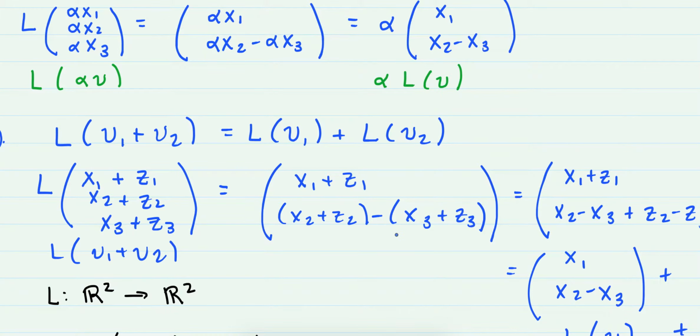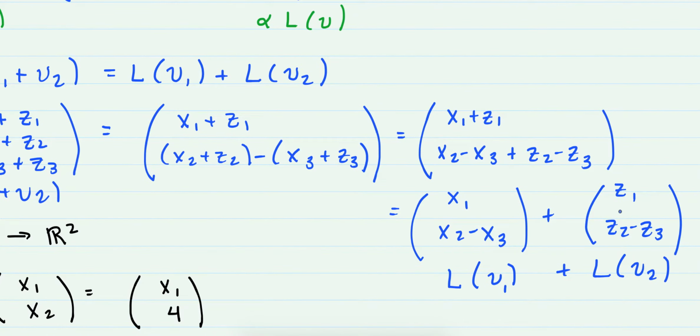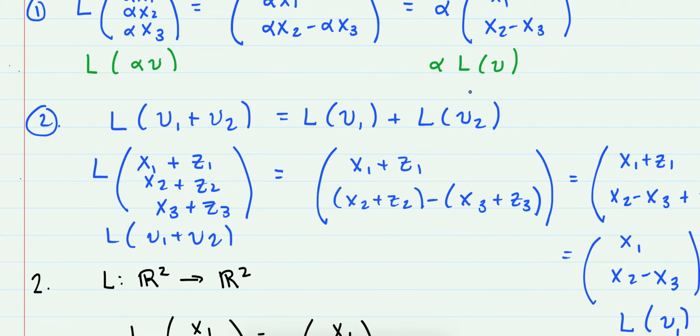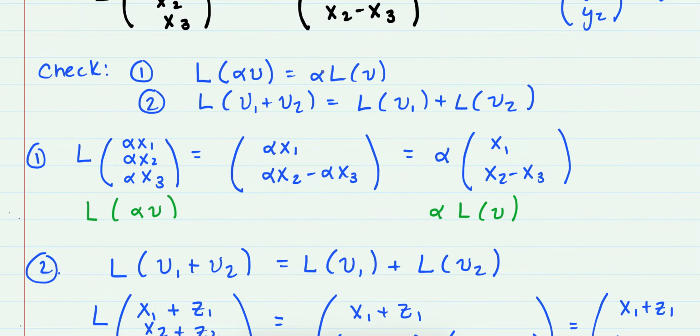I applied the mapping, and when I applied the mapping, I was able to break it up into these pieces here. But notice if I just had v1 and I applied L to it, because v1 is x1, x2, x3, it follows the condition, and here v2 is z1, z2, z3, and here's the condition of applying L. So I have that when I apply L to v1 plus v2, I get L of v1 added to L of v2. So this is a linear transformation. It passes the two conditions we needed to check, which were that if we multiply by a scalar, it's the same thing as pulling the scalar out and then just applying the transformation. And when we add two vectors together and apply L, it's the same thing as applying L to both of the vectors and then adding them together. So this is a linear transformation.